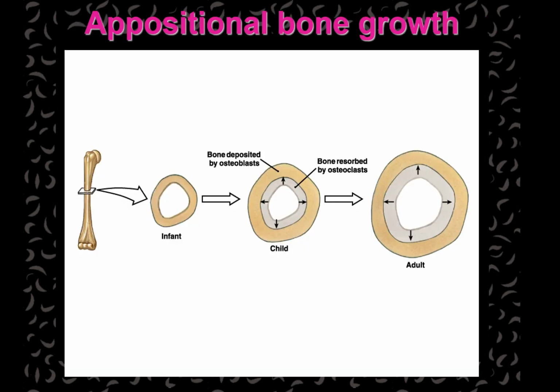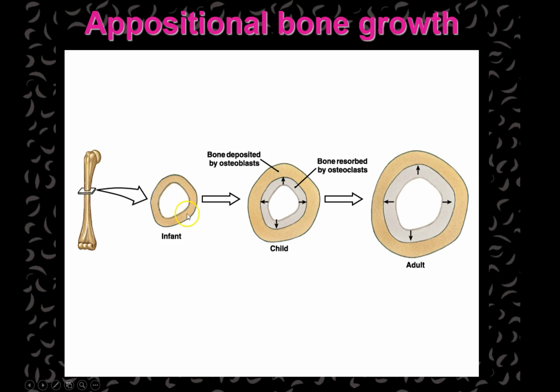Okay? So here's kind of what I was trying to verbally give you a picture of. We have this bone here. What kind of bone is that? What would we name it? That's a humerus. Good. So we cut it, cross-section here. Here's what it looks like in an infant. Okay? Here's what it's going to be in an adult.